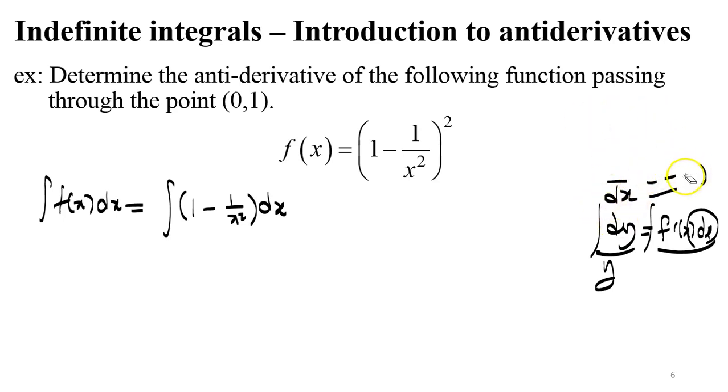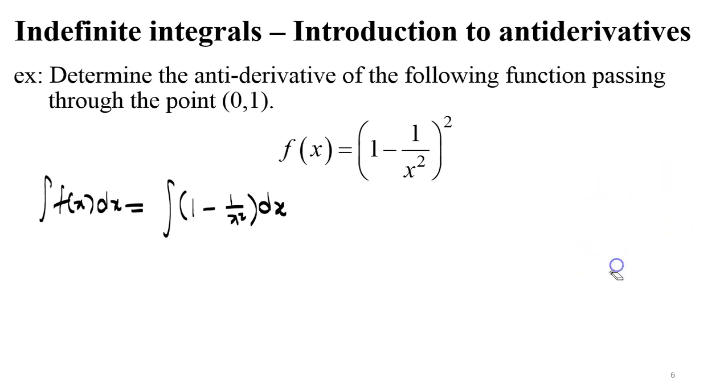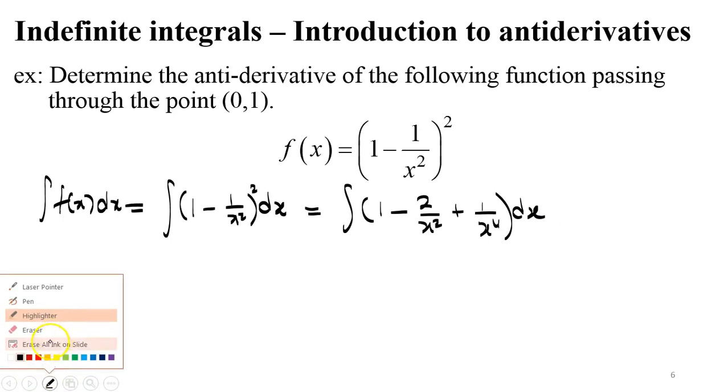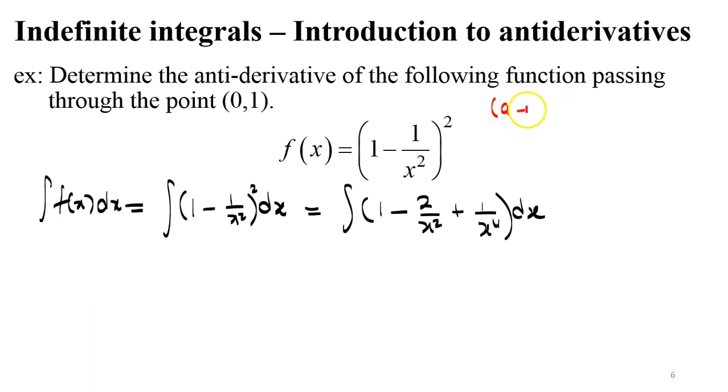Okay, so let me just erase these. So going back to the example here, we had a square. Now over here, since this is an exponent of 2, then it is in fact practical to expand. So we would have the integral of 1 minus 2 over x squared plus 1 over x to the 4 dx. What I did here is use the identity (a minus b) squared equals a squared minus 2ab plus b squared. That is the identity I've used here.